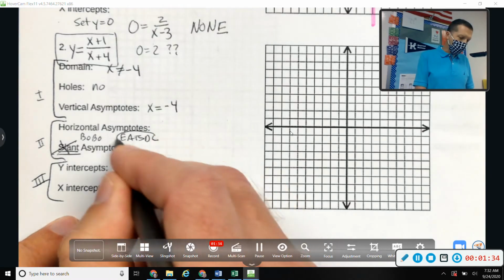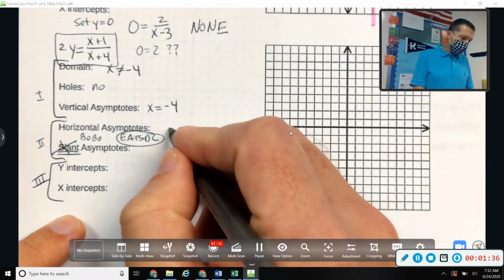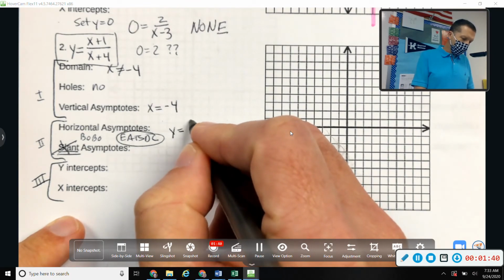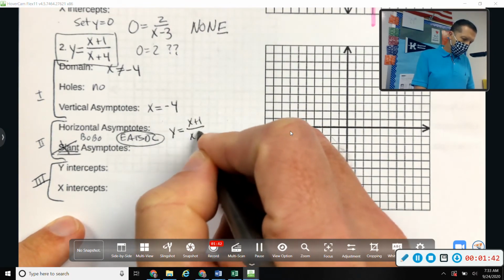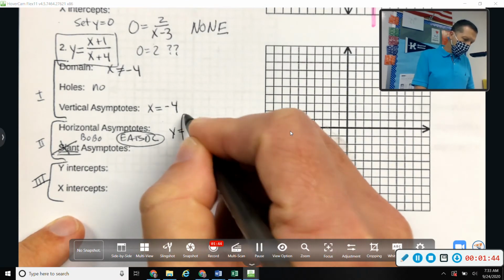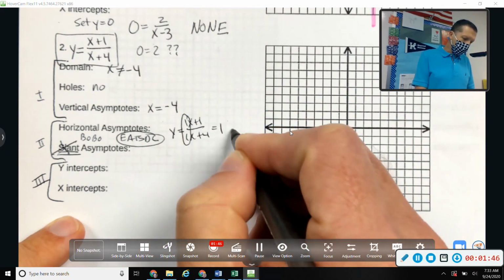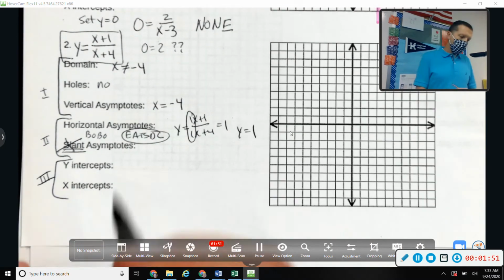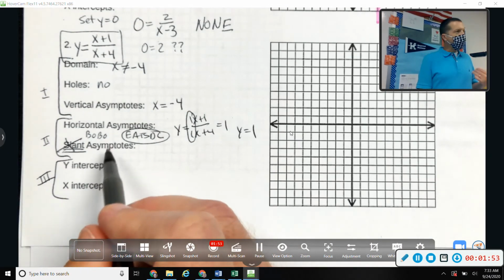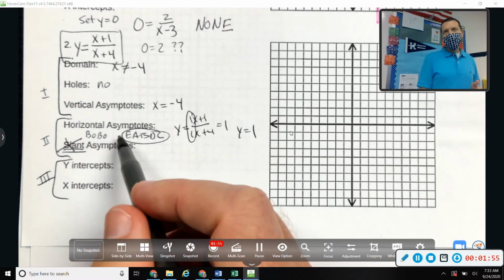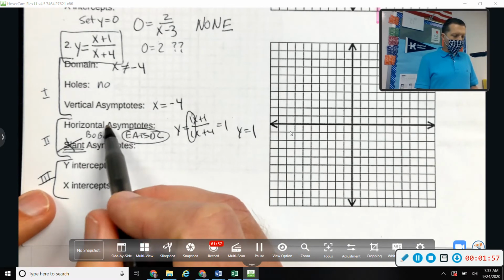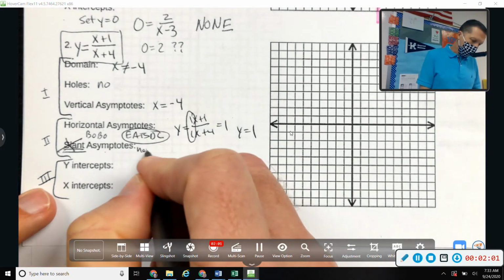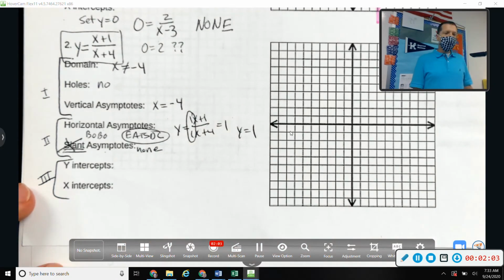Eats DC, the exponents are the same. So when we divide the coefficients, the 1 over 1, there's the coefficients, equals 1. So our horizontal asymptote is y equals 1. We don't have slants yet. We're going to add them today. When you have either a horizontal or a slant, never both. So one of those is going to say none every time.